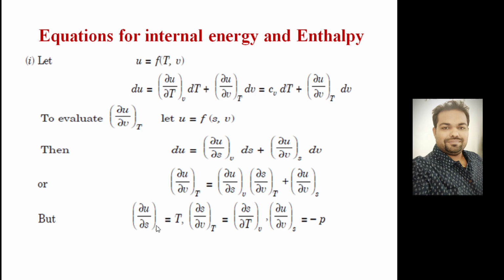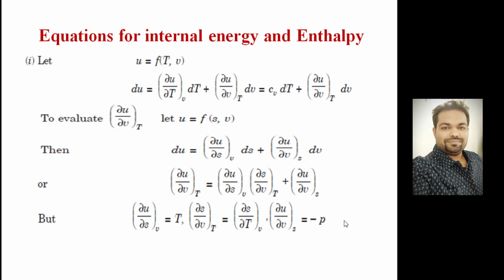But you already know from heat transfer, right? For a closed system, heat transfer is equal to change in internal energy. So T dS is equal to dU. So this term you already know: ∂U/∂S is equal to T, right? Or you can say dU is equal to T dS for a constant volume process. This term can be replaced by temperature. Also, you look at this ∂S/∂V at T, which can be written as ∂P/∂T at V, right? And ∂U/∂V is equal to minus P.